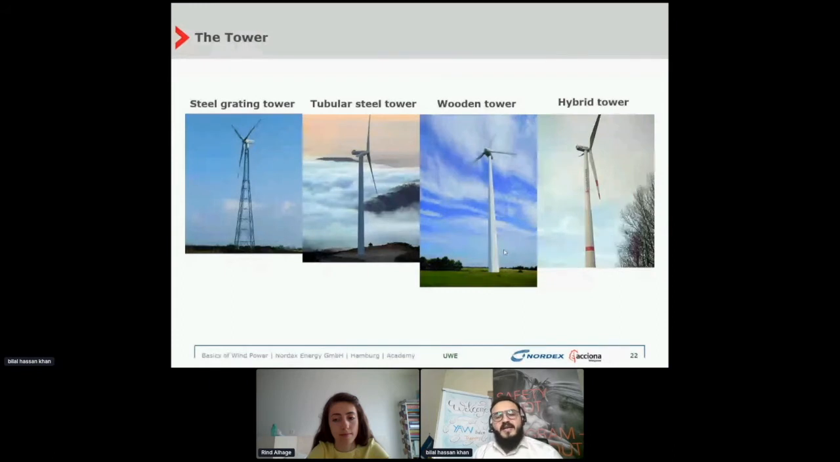You can see there are many different types of towers where you will see the wind turbines: the steel grating tower, tubular steel tower, wooden tower, and hybrid tower. But currently, the most popular tower used in wind turbines is the tubular steel tower. But we are also using the hybrid tower, the combination of the concrete tower and the tubular steel tower. Mostly we use these hybrid towers where we are using a taller tower, like more than 100 meters. Otherwise, the most common is the tubular steel tower.